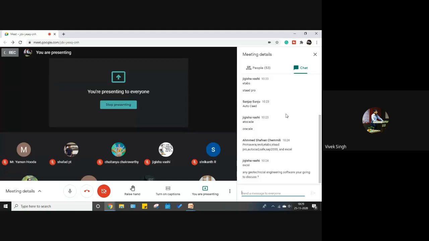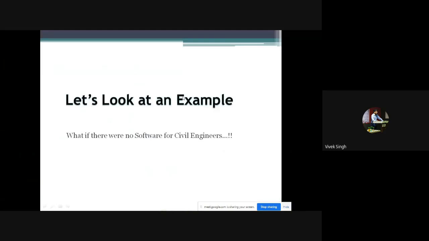There is no specific software for geotechnical engineering, but there are other software which can help you do various things in geotechnical engineering. So next, let's look at an example. The question is, what if there were no software for civil engineers? What is going to happen then? Or how did civil engineers manage when there was no software?